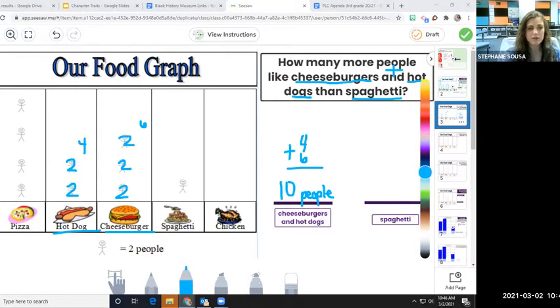We're comparing it to spaghetti votes. So let's take a look at spaghetti. Spaghetti has one picture. We know that one picture equals 2 people. So spaghetti has 2 votes. 2 people.